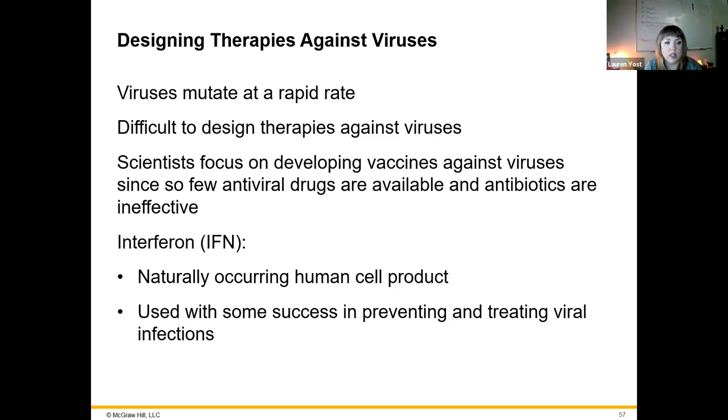So it's a naturally occurring cell product, and we can use it to treat viral infections to try to kind of wake up your cells to start fighting against the infection ahead of time. Just get ready for it.